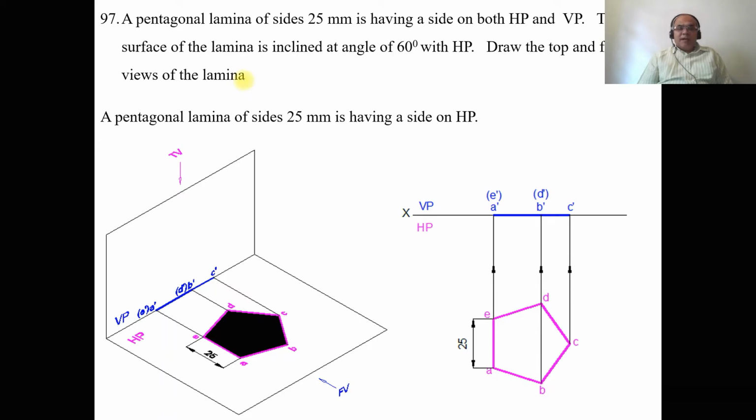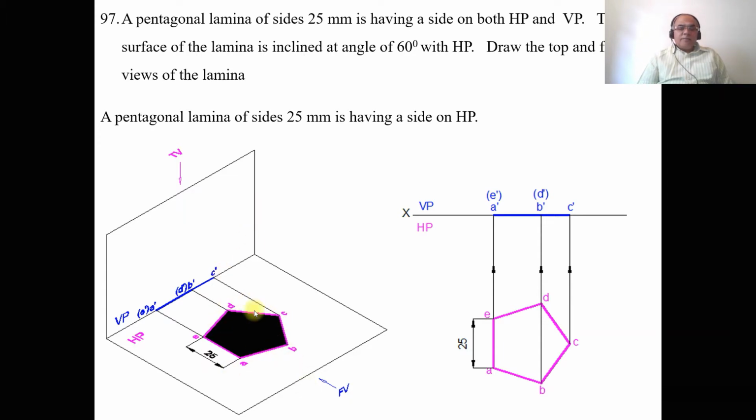So the problem can be split. He says a pentagonal lamina of side 25 mm is having a side on HP. Since it is on HP, obviously we have to start from HP. He is also saying that a side is resting on HP, so make that side perpendicular to VP. We can see that the side AE is made perpendicular to VP, and the surface of the lamina is inclined to HP, so obviously the surface is first made parallel to HP. Since the surface is parallel to HP, we are getting the true shape in HP.